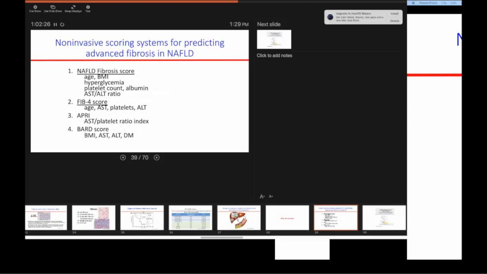So how do you evaluate? So there's a lot of scoring systems out there. This is just a few. There's even some called like HAIR and a bunch of other things that are out there. But the AASLD really just endorses the NAFLD fibrosis score and the FIB-4 score. Okay. Carissa, thank you for the slide.